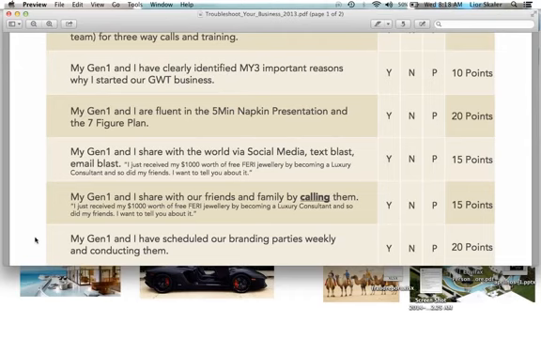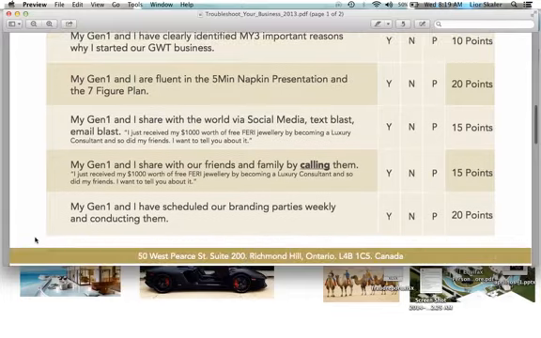My Gen 1 and I have scheduled our branding parties weekly and are conducting them. So, are you doing a weekly branding party? Have you scheduled it? Have you done it? Are you doing it? Is your first generation, have they scheduled it, and are they doing a weekly branding party? If the answer is yes, 20 points. It's a very important item. Give yourself 20 points. If it's no, 0, and if it's partial, give yourself 10 points.